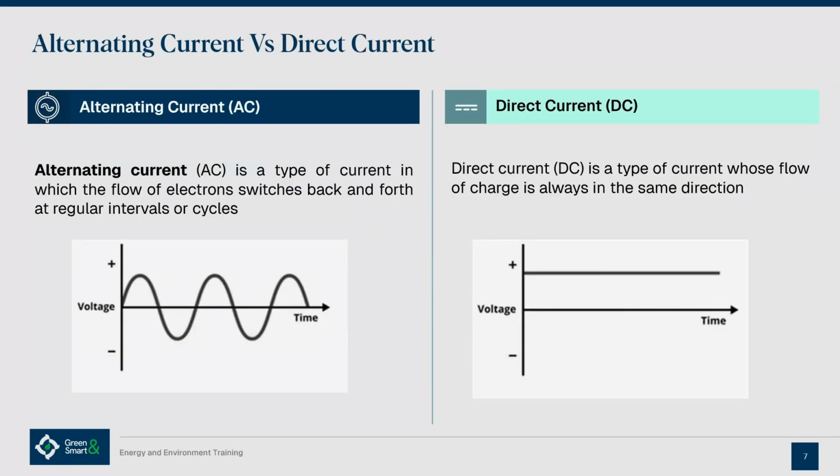Now, here's a quick point to remember: the electricity that comes out of solar panels is called direct current, or DC. In DC, electrons flow steadily in one direction. But most of our home appliances use alternating current, or AC, where electrons change direction many times per second. Later in the training, we'll see how inverters convert DC into AC so that our appliances can run.